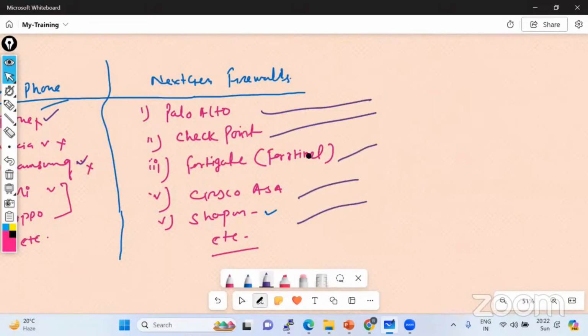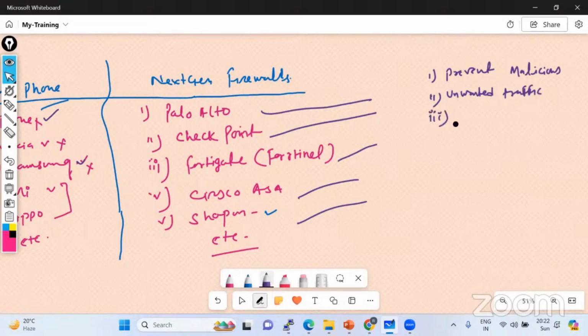So in the market, we have multiple firewalls available. All firewalls are going to play a similar role. What is the similar role for these firewalls? A firewall has a role, right? They have to prevent any kind of malicious traffic, right? They will also prevent unwanted traffic, whether it is coming into or going out of the network.